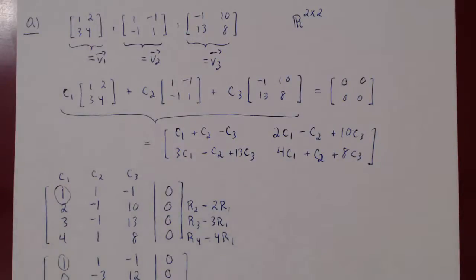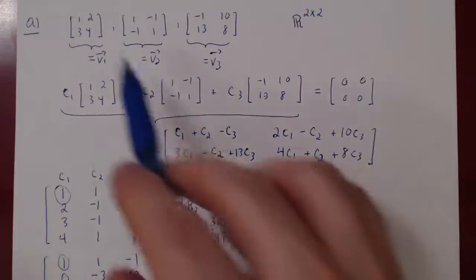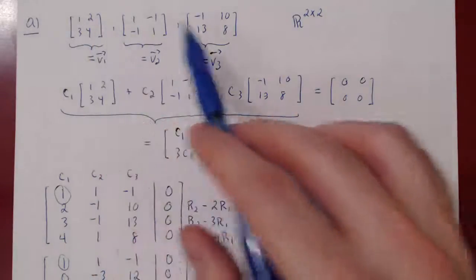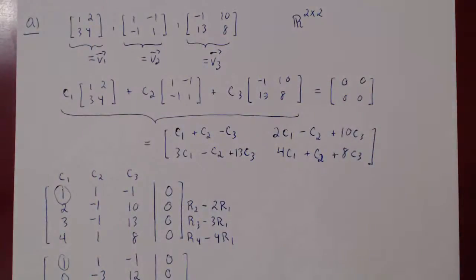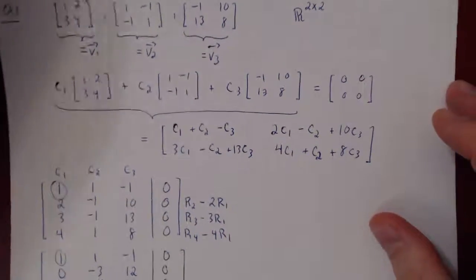Let's do one more example, but now instead of looking at vectors being 2 by 2 matrices, let's look at our vectors being polynomials. The question is the same. Are the vectors, the elements of our vector space, linearly dependent or independent? This is B.